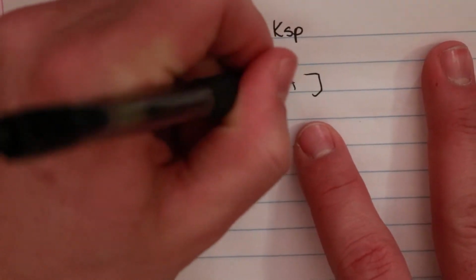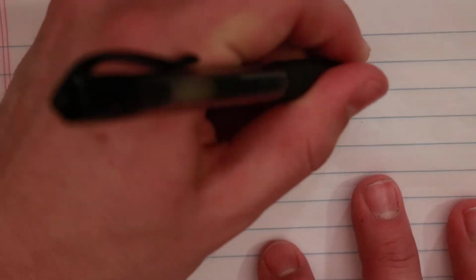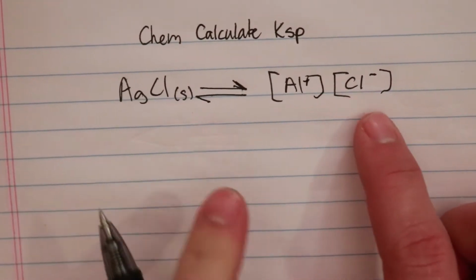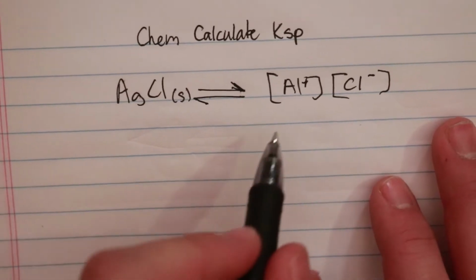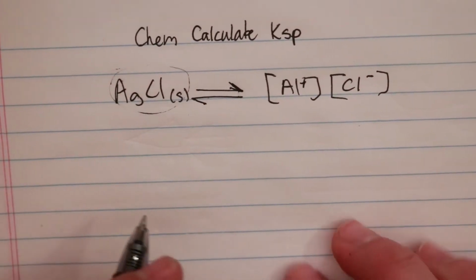some silver plus and some chloride minus floating around in that solution, but when we look at our equilibrium, the equilibrium is over here. And so this is why we would call it insoluble.